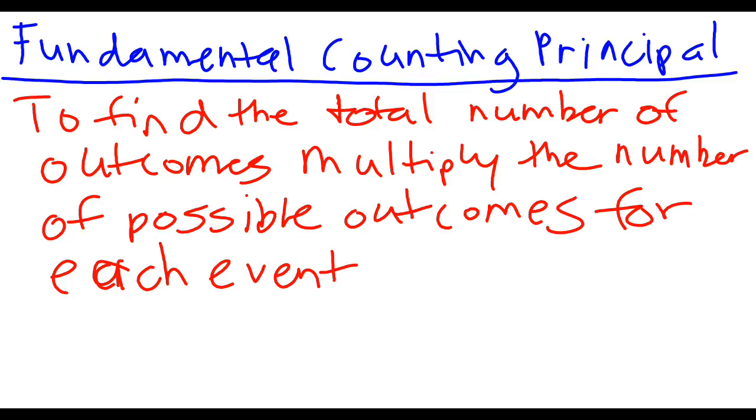So to start with, we're going to talk about the fundamental counting principle, and I need you to write in your notes what is written on this slide. So the fundamental counting principle should be your title, and below it, it should say to find the total number of outcomes, multiply the number of possible outcomes for each event.